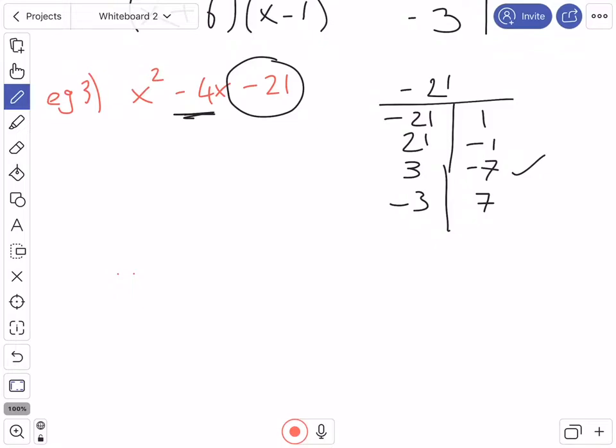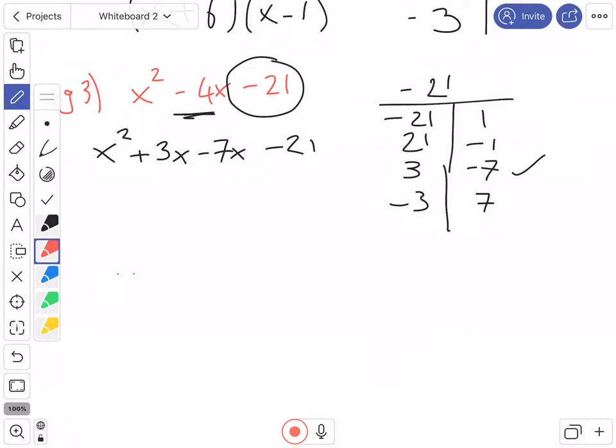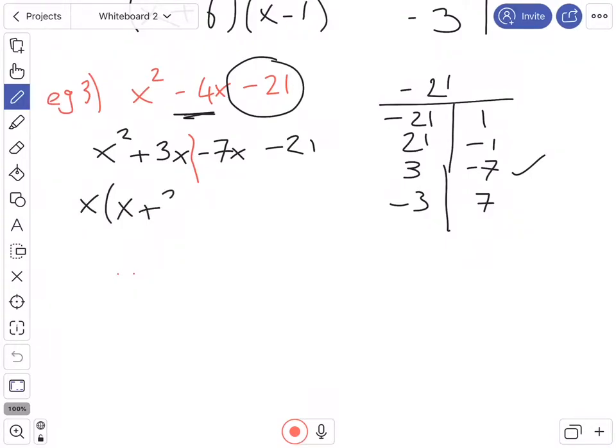And again, I rewrite out my sum. It's going to be x squared plus 3x minus 7x, and -21 is brought down from above. So all I've done again is change that -4x to be the 3x and -7x in the middle. And I've taken them from the -21 out at the corner on the right. Again, I'm going to split this up, and I'm going to take out what's common from the first two, same as we did with the grouping.